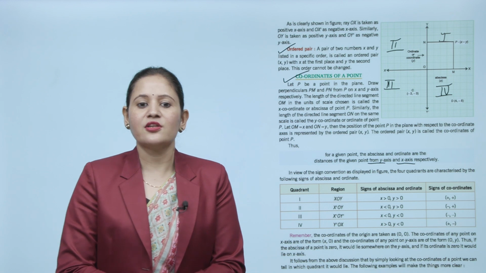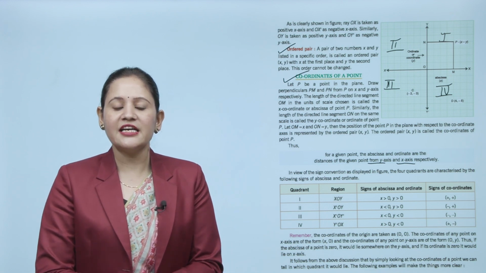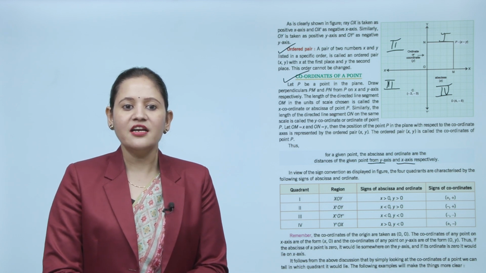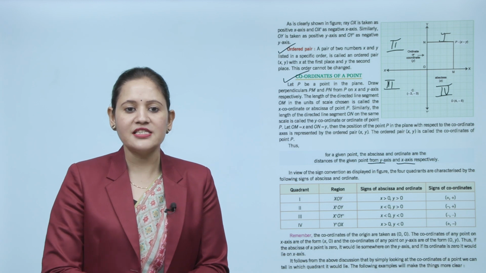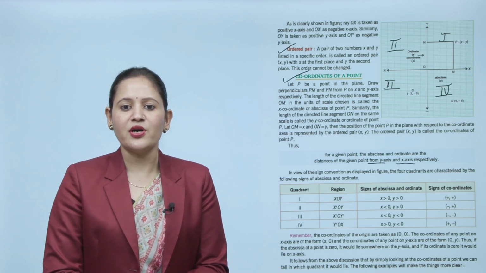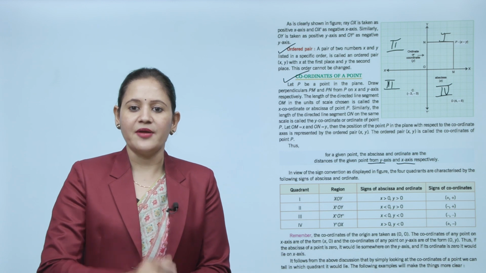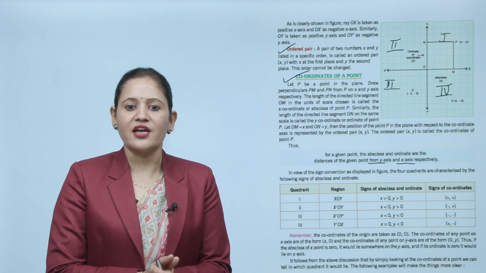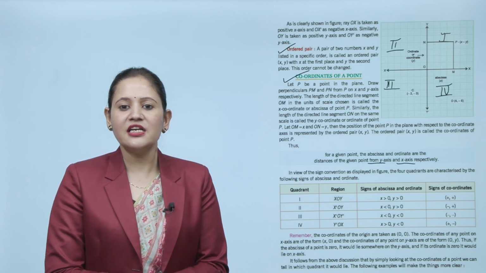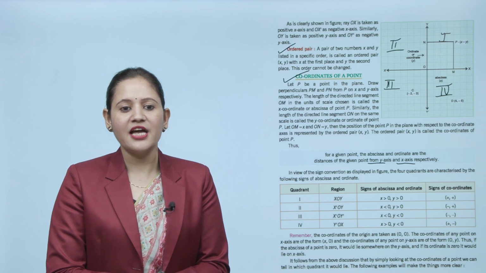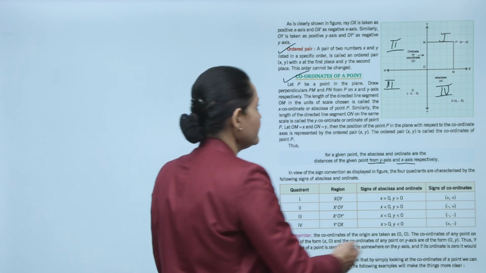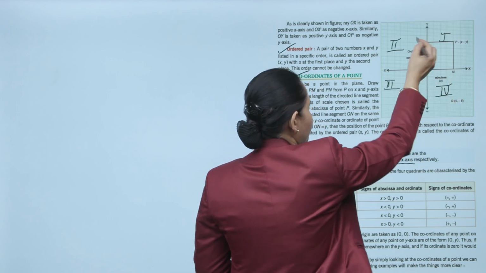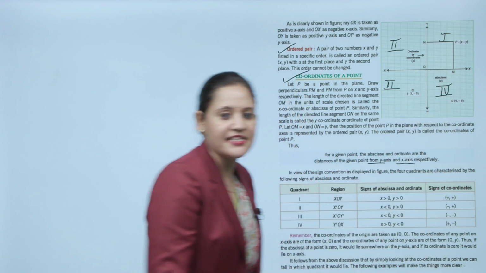Clear? Remember, the coordinates of the origin are taken as (0, 0). The coordinates of any point on the x-axis are of the form (x, 0), and the coordinates of any point on the y-axis are of the form (0, y). Thus, if the abscissa of a point is 0, it would lie somewhere on the y-axis. If the ordinate is 0, it would lie on the x-axis. Meaning, if the x value is 0, it would lie on the y-axis, and if y is 0, it will lie on the x-axis.